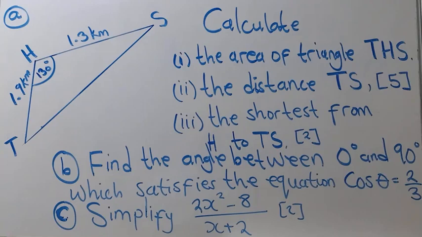Then we are going to go to question B. In this question B, they want you to find the angle between 0 degrees and 90 degrees which satisfies the equation cos theta is equal to 2 over 3, carrying 2 marks as well. Last question, they want you to simplify 2x squared minus 8 over x plus 2. It's carrying 2 marks.